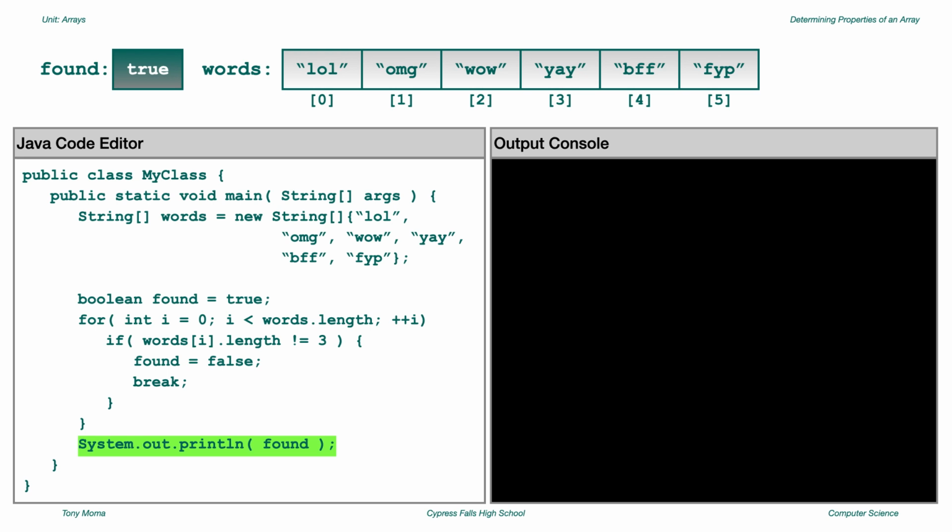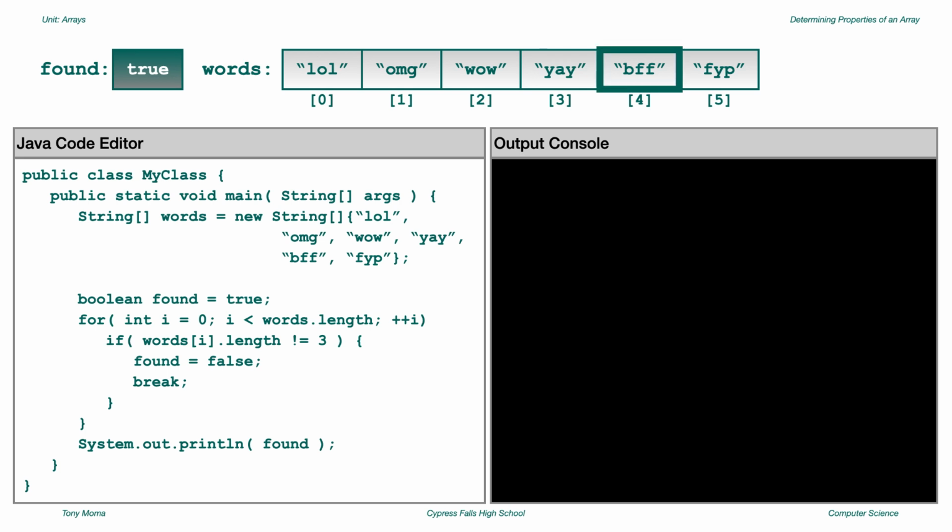So let's demonstrate the behavior of our for loop on the array. We start with i equal to 0. We check to see, is the length equal to 3? Yes, it is, meaning the if condition will be false, so nothing happens. i equals 1. Is the length not equal to 3? It is, so once again, the condition is false, nothing happens. i equals 2. Is the length not equal to 3? Yes, it is, so nothing happens. i equals 3. Is the length of the word not equal to 3? Yes, it is, so nothing happens.